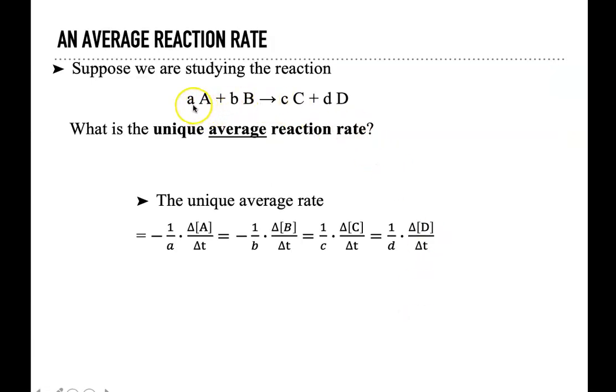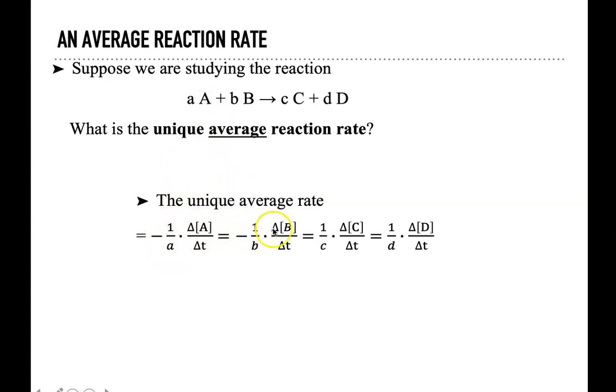We have a general equation: a moles of reactant A react with b moles of reactant B. As a result, two products are formed, C and D, so c moles of C and d moles of D are produced. Then what is the unique average reaction rate? The average rate is negative change in A over t, negative change in B over t, and change in C over t, change in D concentration over t. This is the rate.